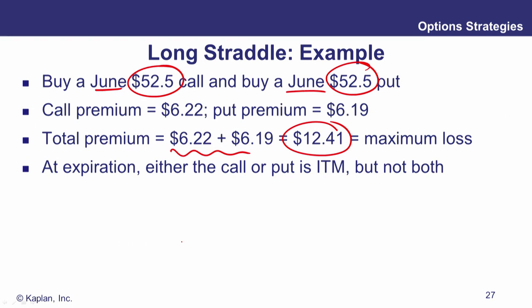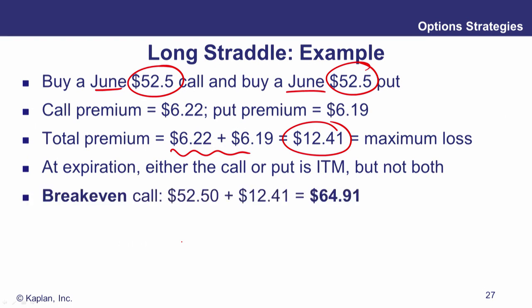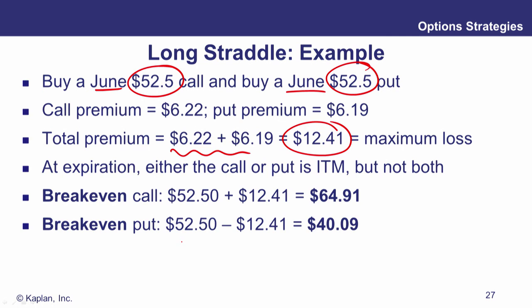And you can see here that the slide is really just agreeing with our break-evens. Break-even on the call side, 52.50 plus 12.41, and break-even on the put side, 52.50 minus 12.41. I suppose another way of thinking about this is that you do need the underlying asset to move away from the strike by the sum of the premiums in order to make them back and break even. That might be a nice intuitive way of thinking about it.